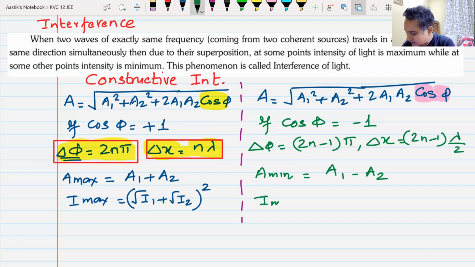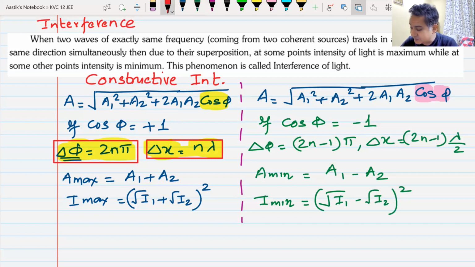Or if I write in terms of minimum intensity, it will be (under root of I1 minus under root of I2) whole square. This type of interference is known as destructive interference.